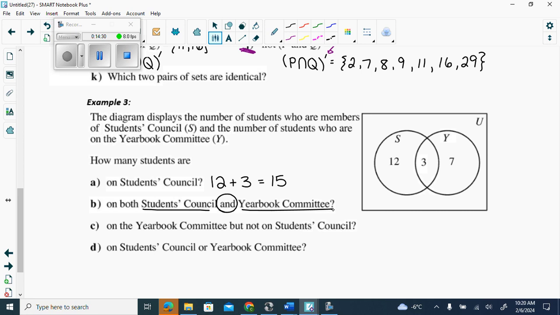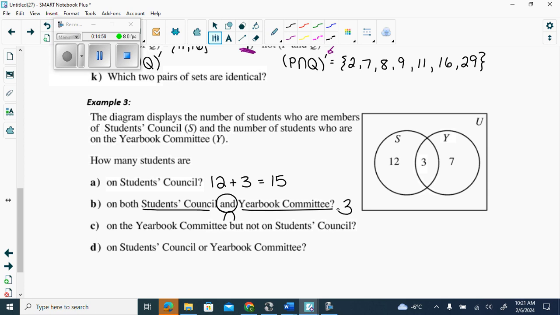Okay. All right. On both student council and yearbook, what symbol is and in the Venn diagram? It's going to be this symbol, and in the Venn diagram it is what shape? The eyeball. So I go directly to the eyeball and I say, how many is there? How many are in the eyeball? There are 3. You guys aren't trusting yourselves. I know you all will answer 3, but you're like, I'm not going to say it just in case it's wrong.